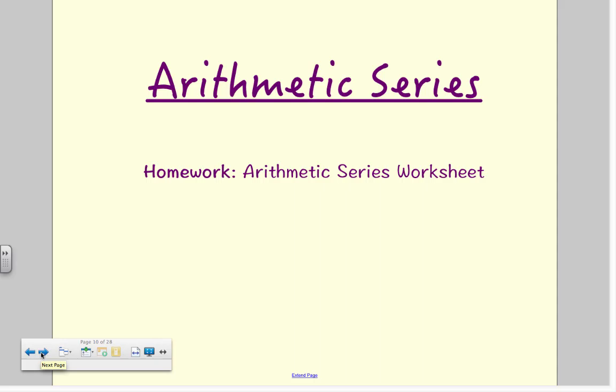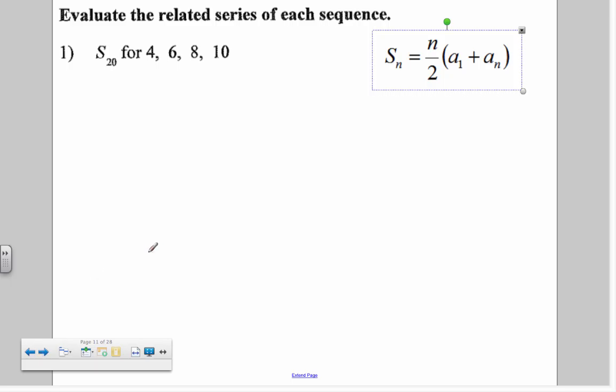So this is from your homework, the arithmetic series worksheet. I'm going to start with number 1. It says evaluate the related series of each sequence. Here I want to find the sum of the first 20 terms of this series. It starts off the series for me: 4, 6, 8, 10, and then it goes on. There's a couple things I need to do in order to evaluate this sum. I need to figure out what my n is, what my first term is, and what my last term is.